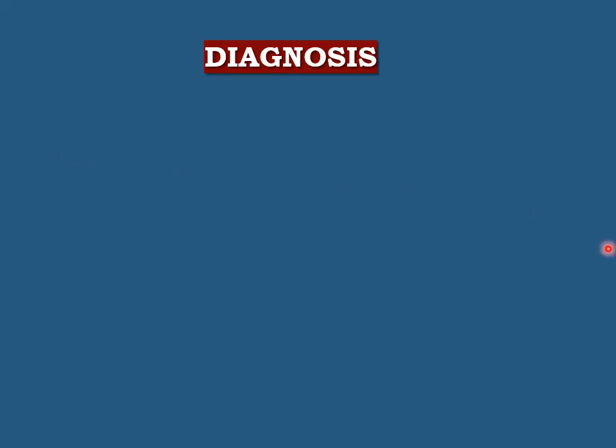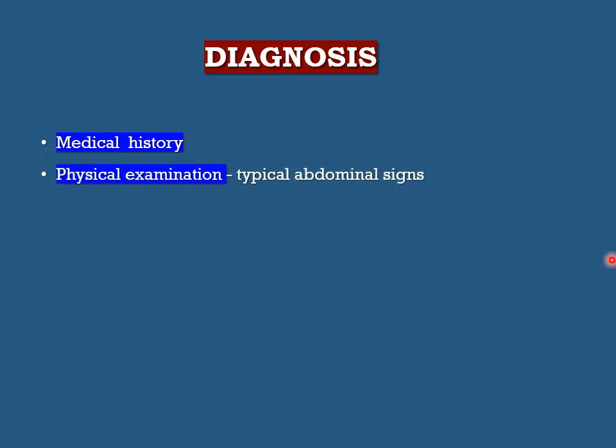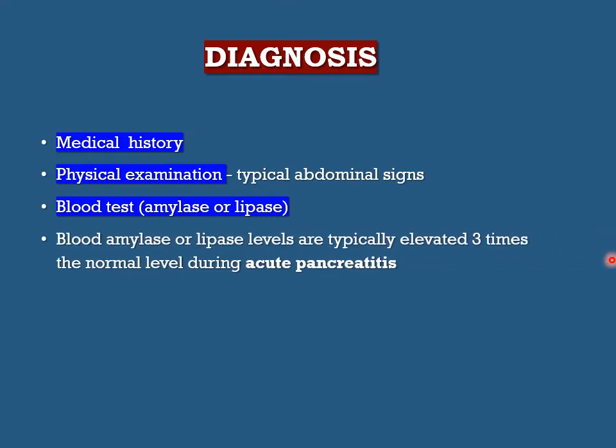Next, we come to the diagnosis of acute pancreatitis. This is basically based on the medical history, the physical examination, typical abdominal signs in this condition, and the blood test, serum amylase or serum lipase. The blood amylase or lipase levels are typically elevated to 3 times the normal level during acute pancreatitis.